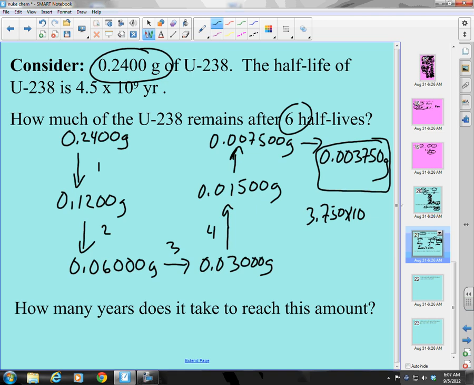3.750 times 10 to the what? 1, 2, 3 times 10 to the minus third grams remain, if I do that in scientific notation. How many years does it take? Well, we had what?